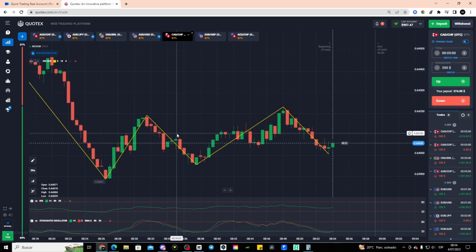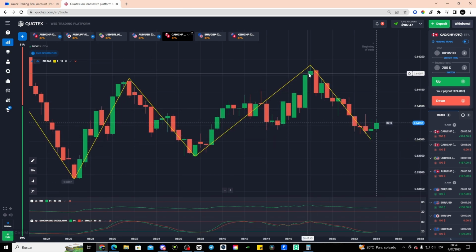And remember, search for the pattern, the pattern always repeats, with this strategy.